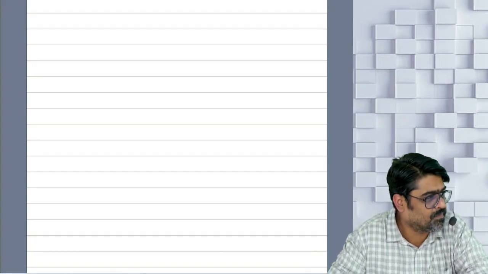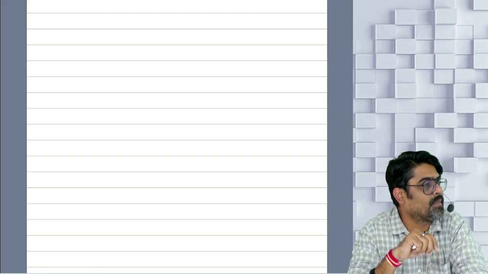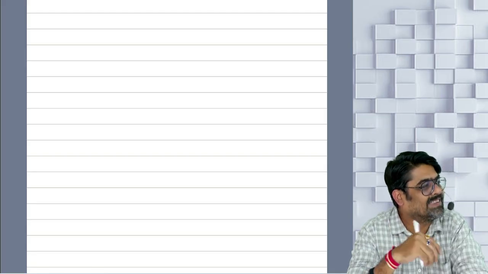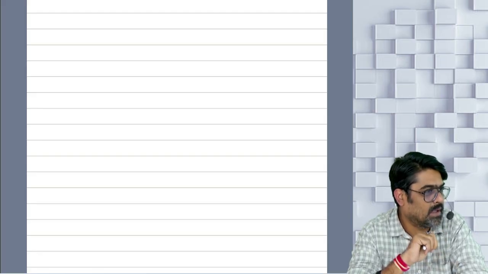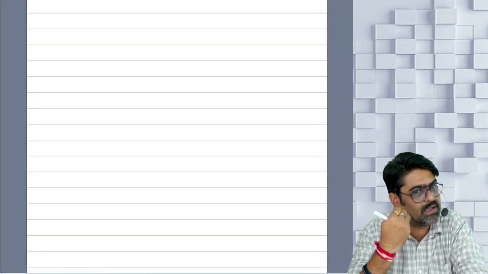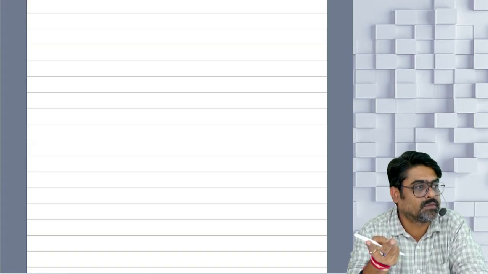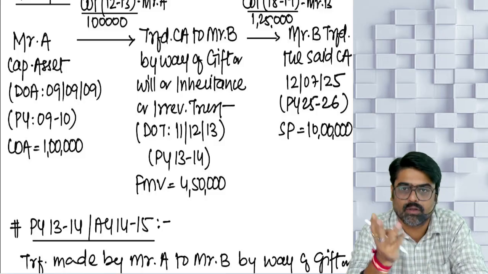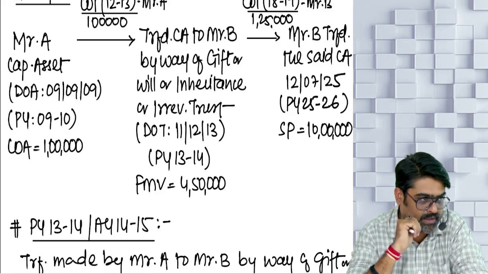Section 47. First exempt transfer: maturity or redemption of sovereign gold bond in the hands of an individual. That is an exempt transfer. Second, conversion of bonds into new bonds or shares. Third one, conversion of preference shares into equity.